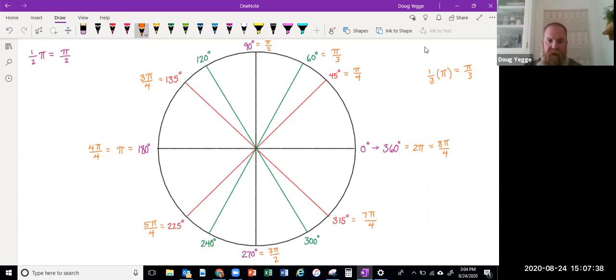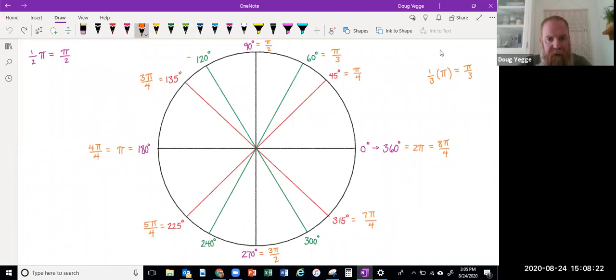So now if we do that same thing as we move around, start adding pi over 3, and this is pi over 3, and this is pi over 3, and this is pi over 3, and so is this, and so is this, and so is this. So there should be 6 pi over 3s by the time we get around to 2 pi. So we just want to fill in what our degree measurements are as radians.